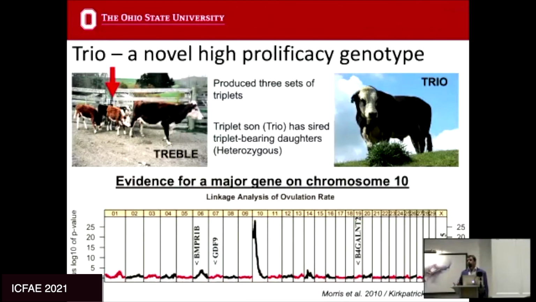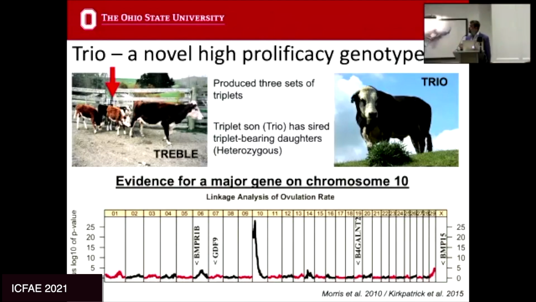So until very recently, there had been no high fecundity genotypes discovered in cattle. And it was in 1996 that a highly fecund cow named Treble, shown there in the picture, was actually discovered in New Zealand, and she had 3 consecutive sets of triplets in her life. Although those cows would usually be culled, this farmer was really interested in it and actually kept her because in most of those calving events, all 3 triplets were born live and were able to survive.